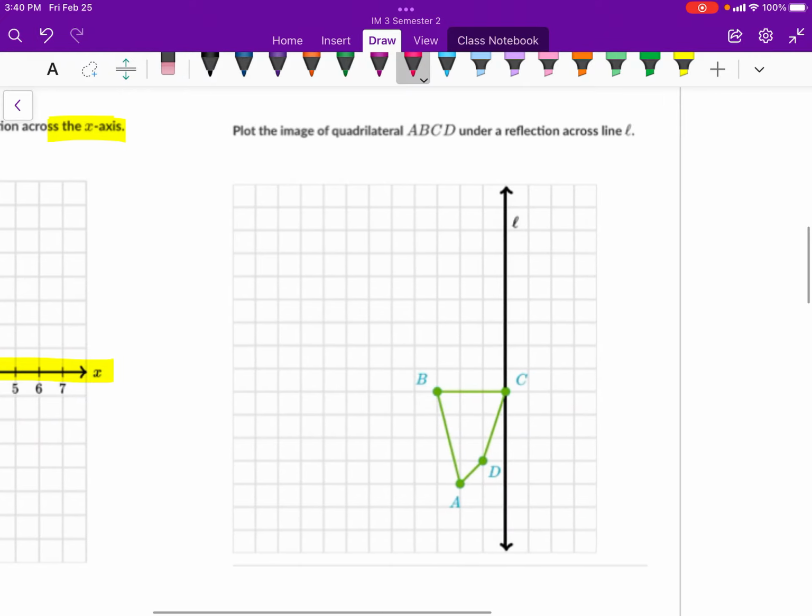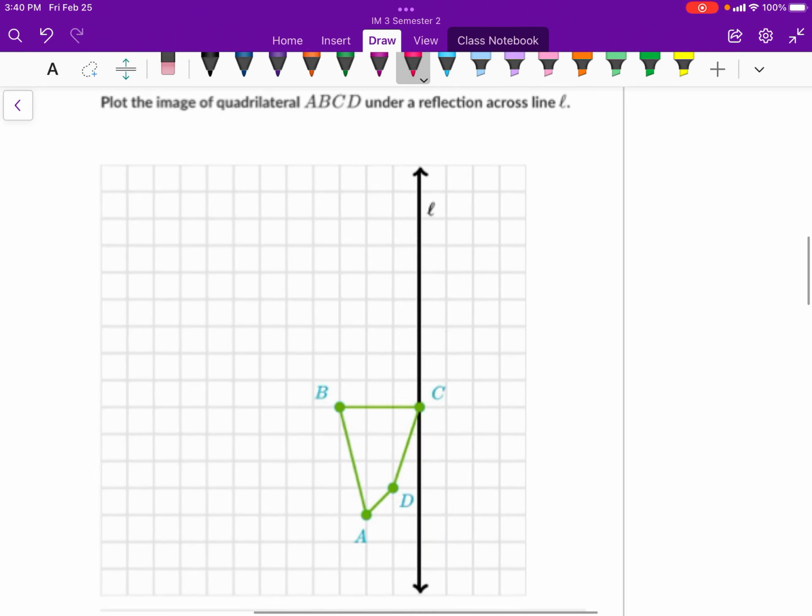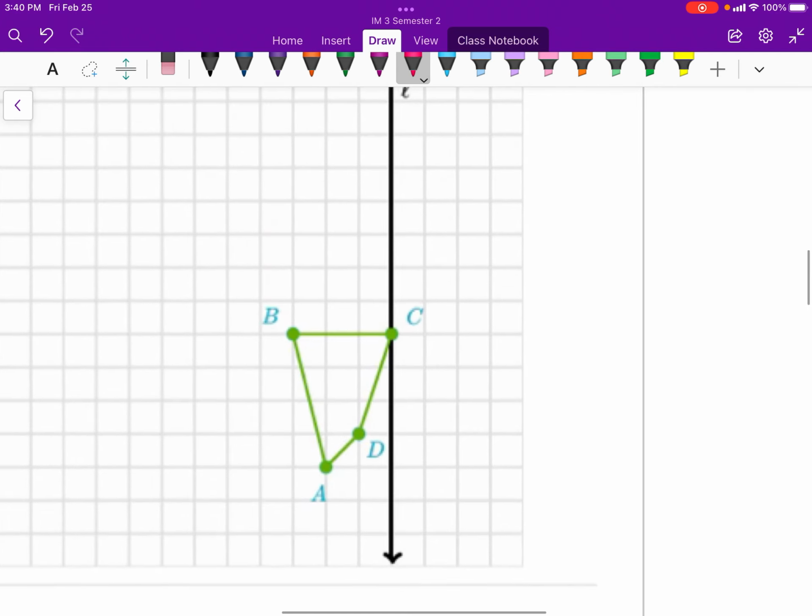All right, next one. In this case, it talks about quadrilateral ABCD, and it's reflected across this line. Now, this isn't an axis. It's just a random line we have here. And we want to go ahead and reflect our shape onto this line. Now, in this case, guys, once again, C is going to be staying there because it is on our line. Now, if we take a look at D in this case, D is 1 space away from my line, which means the new point should also be 1 space away.